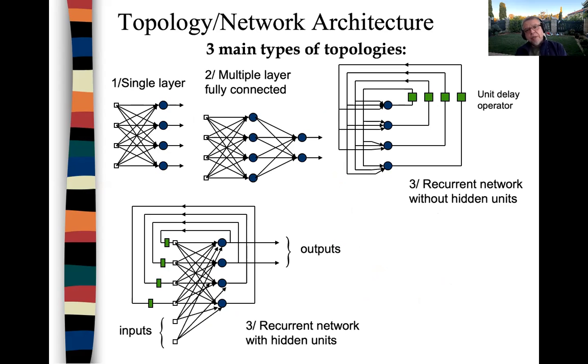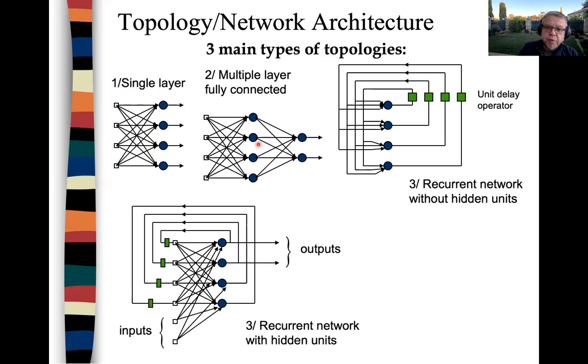So let's look at the topology. You have three main types of topology. You have a single layer network where you have an input and you just have one single layer. Each input is connected to all the neurons here, so this is a fully connected network. And then you have your output here.